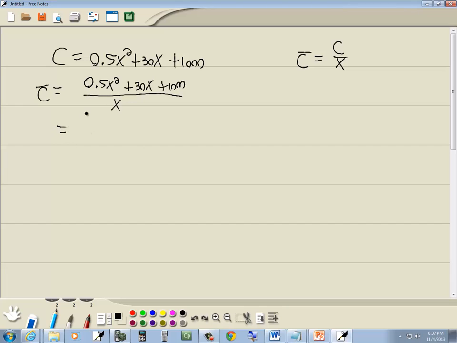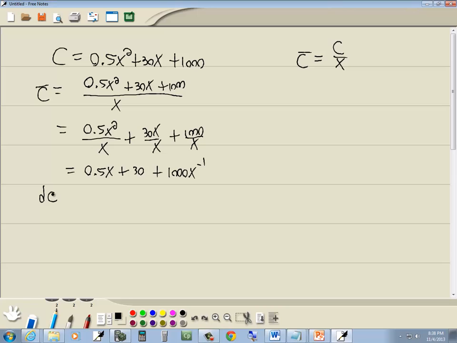Now before we take the derivative of this, we can split it up into separate fractions since we have a single term down in the denominator. So we've got 0.5x squared over x plus 30x over x plus 1000 over x, which gives us 0.5x plus 30, and the x here I can take up on top and it becomes 1000x to the negative 1. Remember that's the same as x to the first power, so we take it up on top and it changes the sign of the exponent.